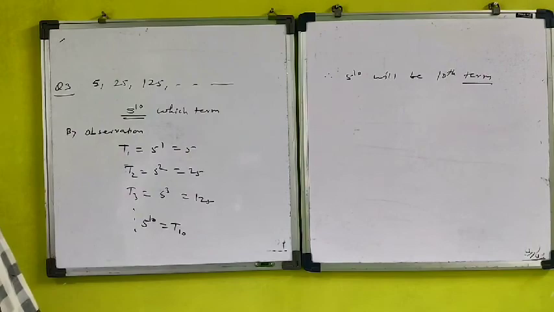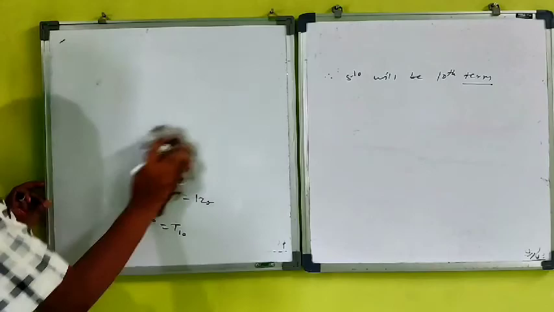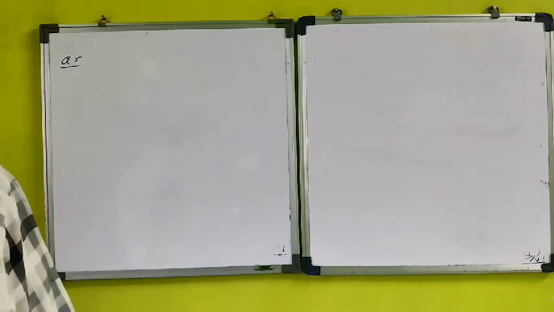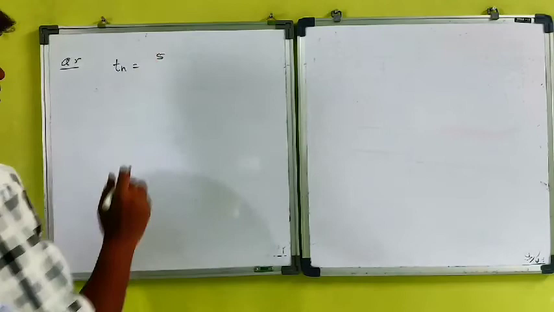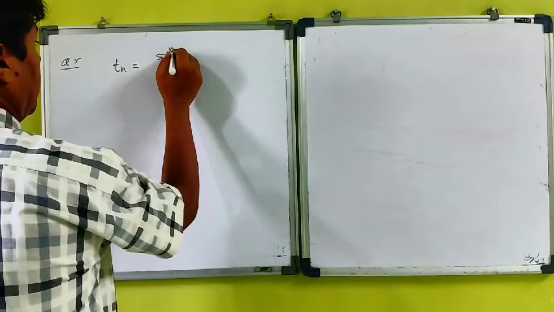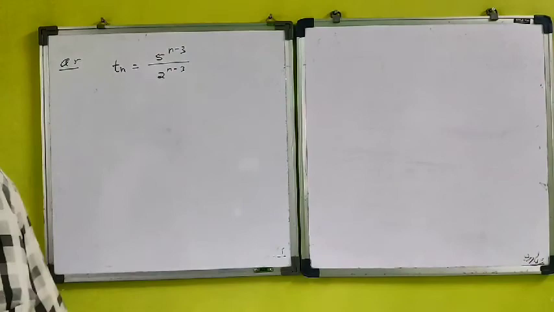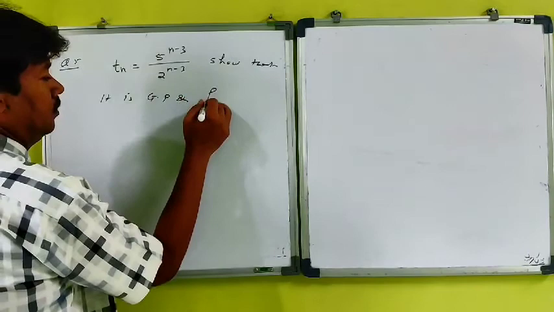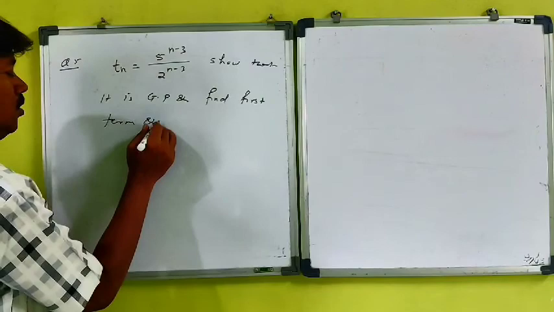Next, question number 5 of your textbook. Tn is given as 5 raised to n minus 3 upon 2 raised to n minus 3. This is Tn given. Show that it is a GP and find the first term and the common ratio. So here Tn is given.